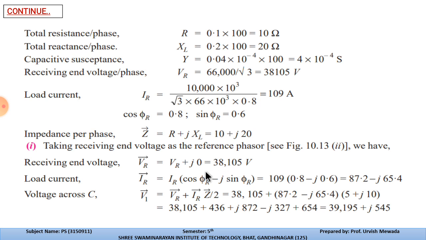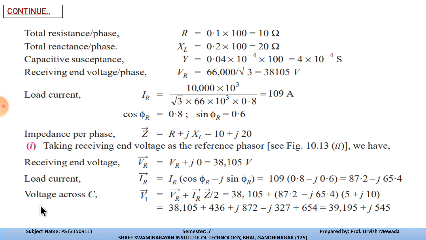And the load current equation that we know, IR has two components: IR into cos phi R minus j sin phi R. We have the value of sin phi R, cos phi R and IR. So from that the current value is 87.2 minus j65.4 ampere. This is the load current, the complex value of the load current.